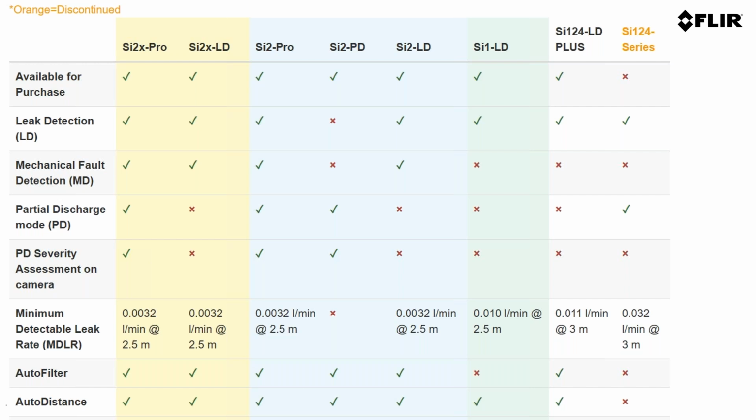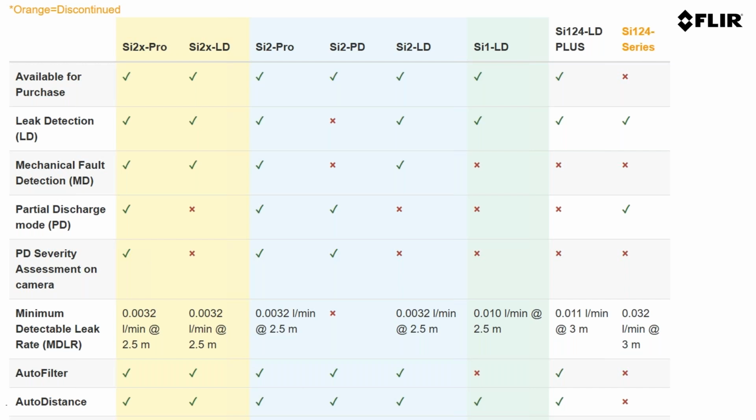Another addition to this comment is that our cameras have a minimum detection threshold of 0.0032 liters per minute at 2.5 meters. This is very important. Of course, if you have a higher distance, the detection threshold is bigger, and if you get a bit closer, it will be a bit smaller even. But that's a reference level. If the reference level is 0.0032 at 2.5 meters, this is our standard reference level.